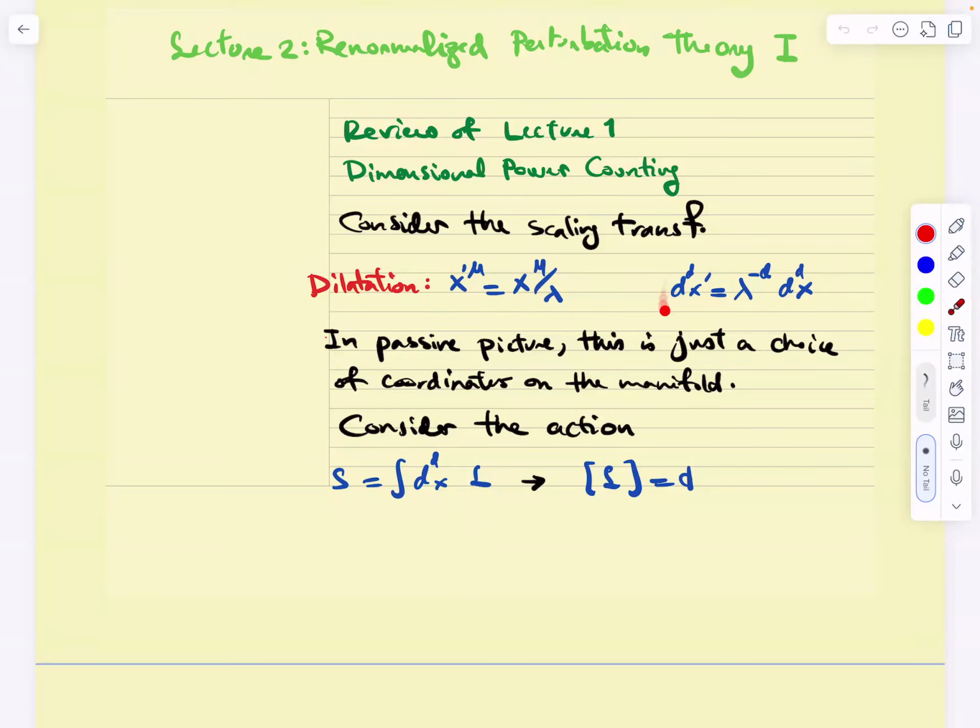Under this transformation, the volume measure, this is a space-time volume. I don't quite recall whether I used little d for space or space-time last time, but here and going forward, d is going to be space-time. So the volume form will transform like 1 over lambda to the power of d.